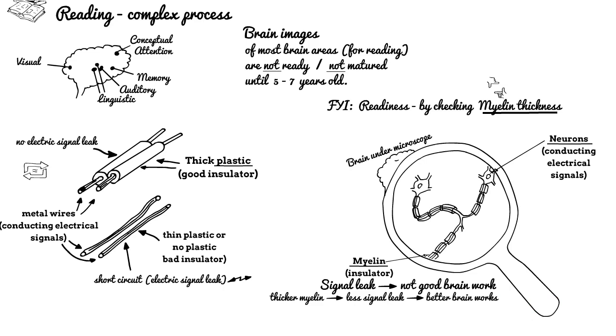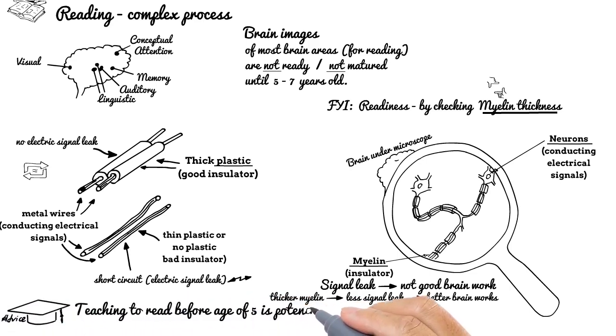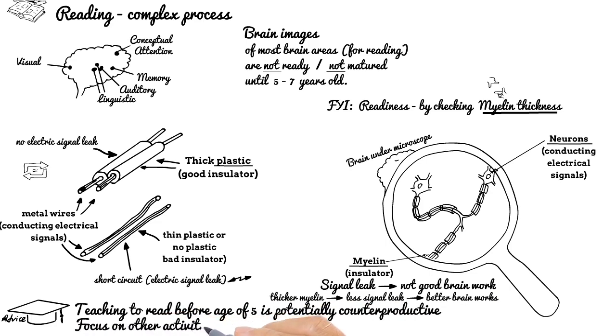Returning to the main idea, our brain parts which are in charge of reading are not ready for reading before age of 6. And based on that research, it looks like teaching children to read before age of 5 is potentially counterproductive. So focus on other activities before age of 5. Please don't teach reading yet. You'll have plenty of more productive time later.